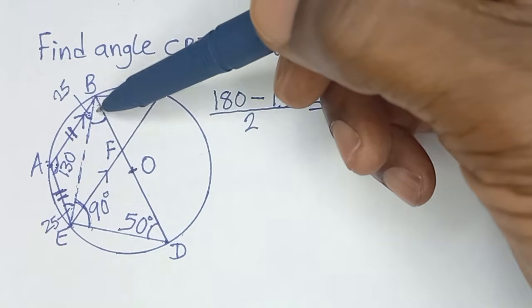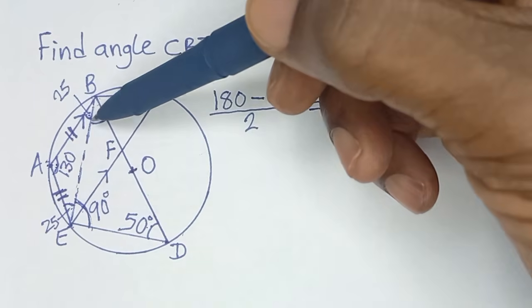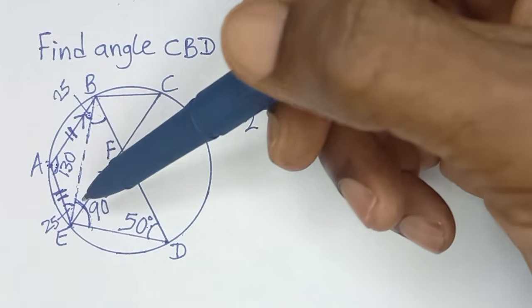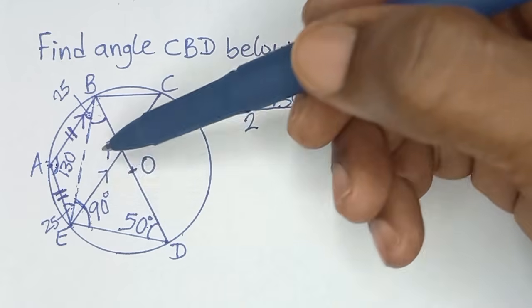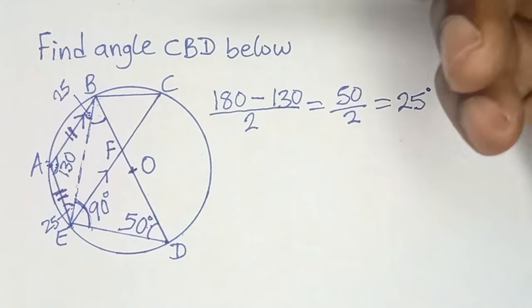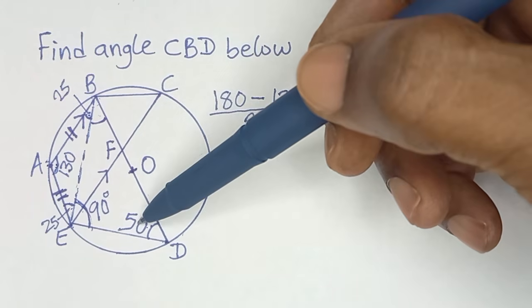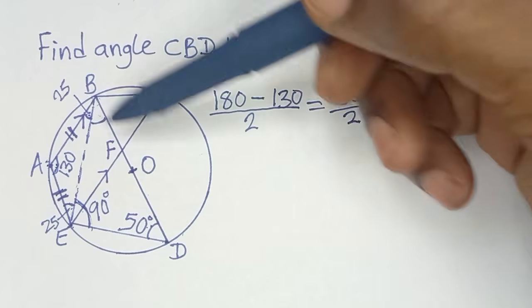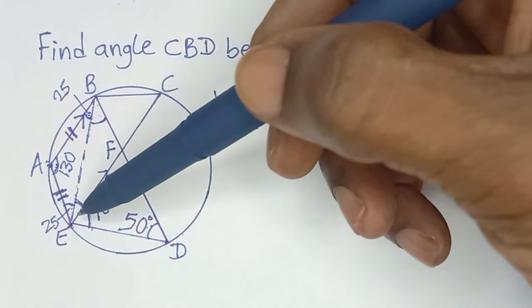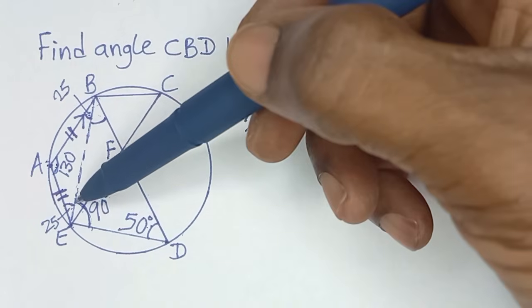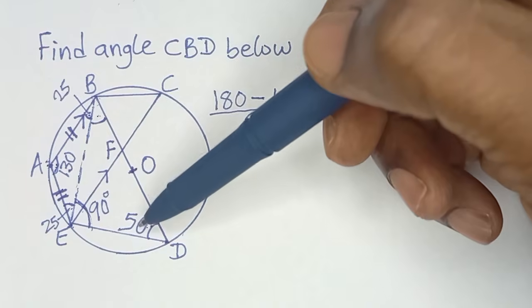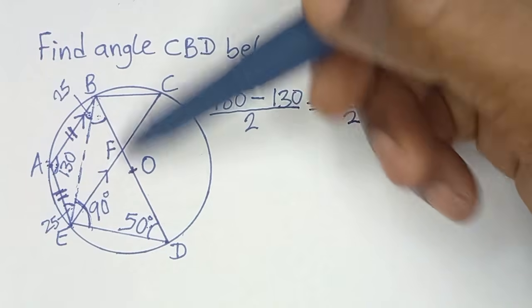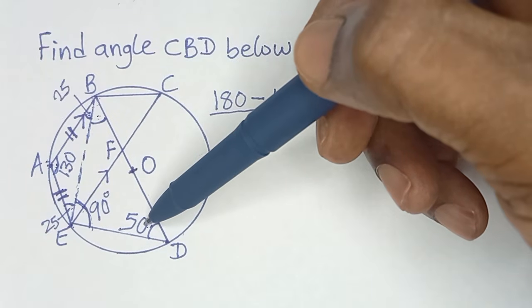Because in a triangle, the sum of angles in a triangle is 180. So if one of the angles is already 90, then you agree with me that the other two angles will also add up to 90, because 90 plus 90 is 180. So one of them is already 90, so the other two angles will also be 90, that you add them to give you 90.